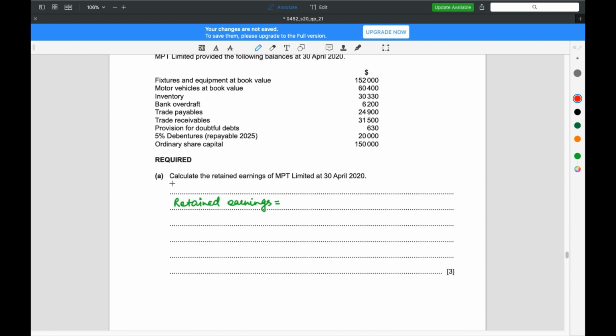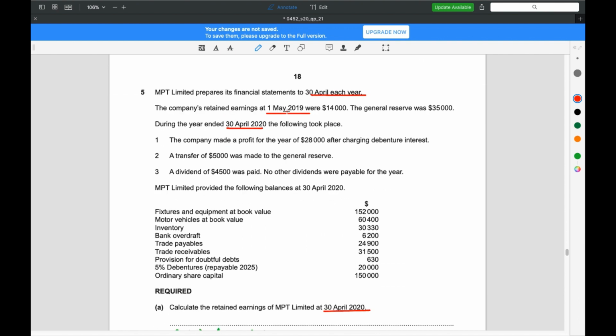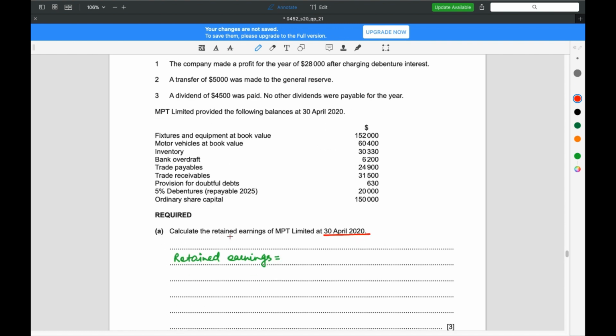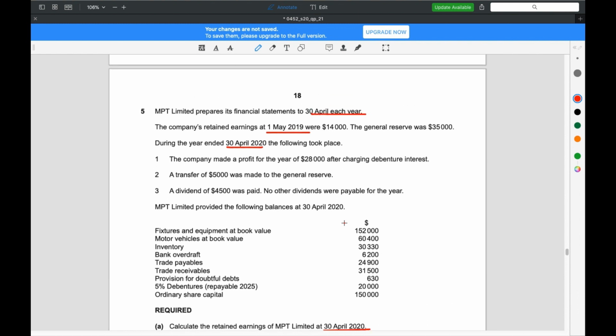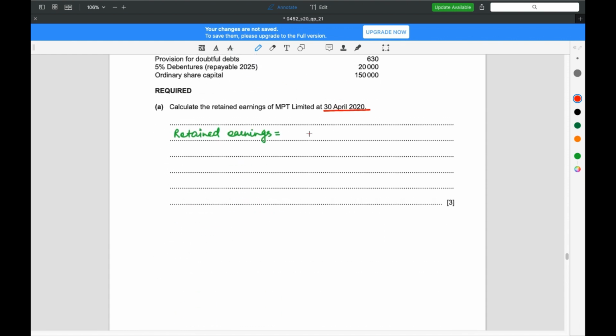And then in part A he's asking you to calculate the retained earnings of MPT Limited at 30th April 2020. He's given you the brought down of the retained earnings, which is actually $14,000. The year ended is 30th April, and he's asking you the retained earnings at the year end. So you have $14,000 here at the start of the year. Let's just write that down. At the start of the year, you had $14,000 in your retained earnings account.